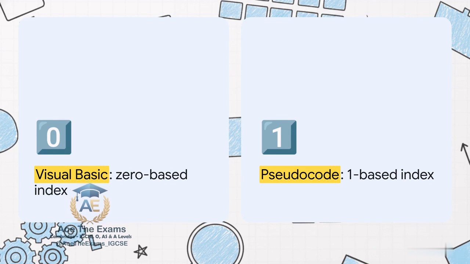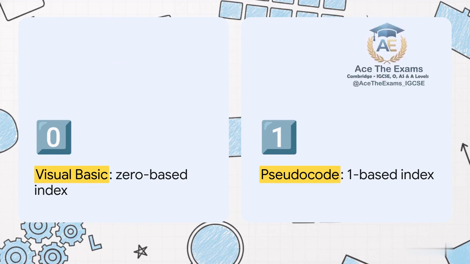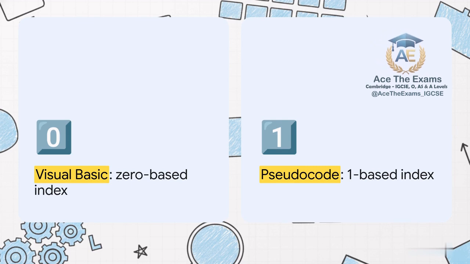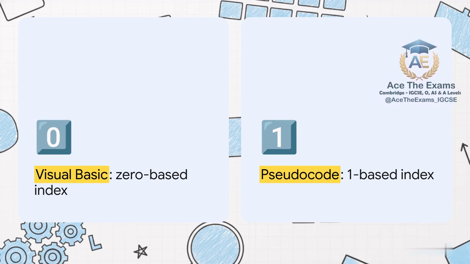Now, watch out for this massive examiner trap. Just like we saw with concatenation, there is a fundamental difference in how strings are handled depending on what language you're writing in. Visual Basic uses a zero-based index. That means the very first character is always at index 0, and the final index location will always be exactly one less than the total number of characters.